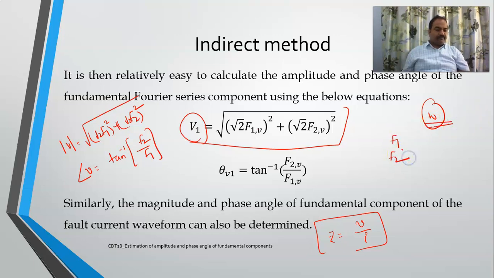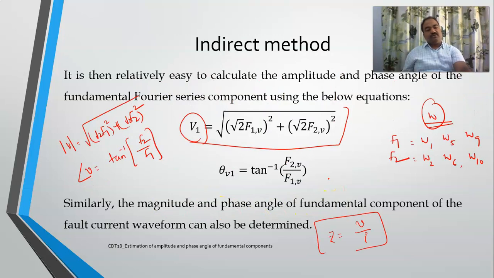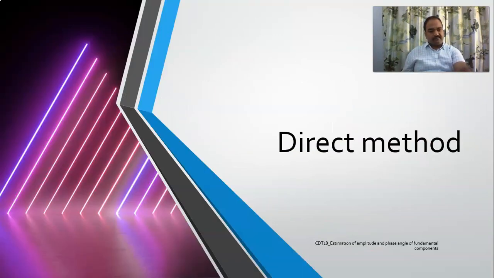Right, using the formula, F1 requires only W1, W5 and W9, whereas F2 requires W2, W6 and W10. F1 is dependent on W1, W5 and W9, whereas F2 is dependent on W2, W6 and W10. Once you have these coefficients, you can determine the fundamental component phasor.